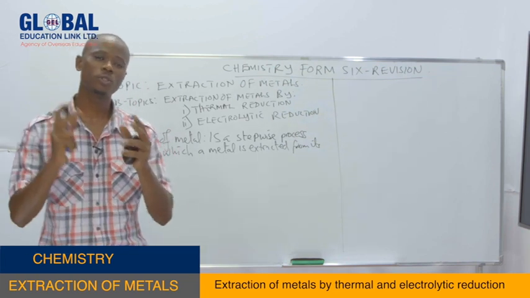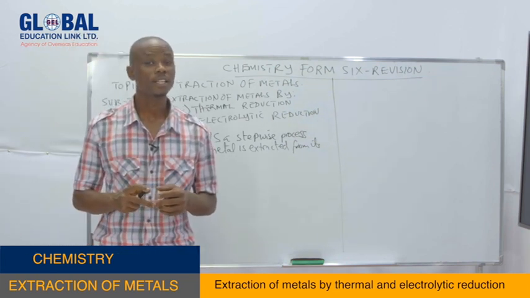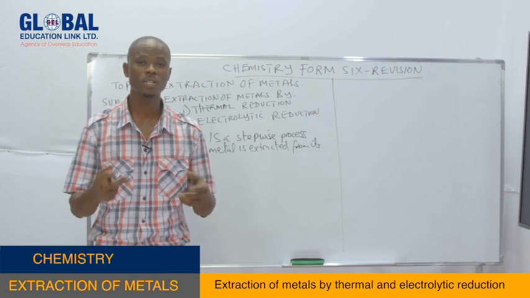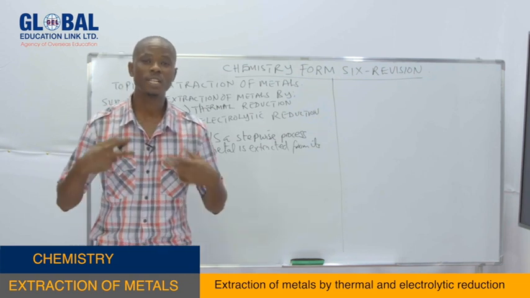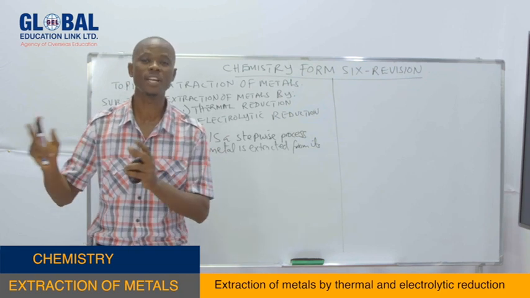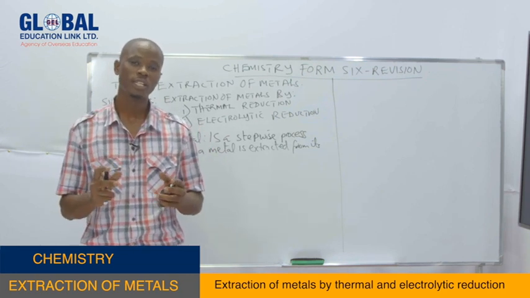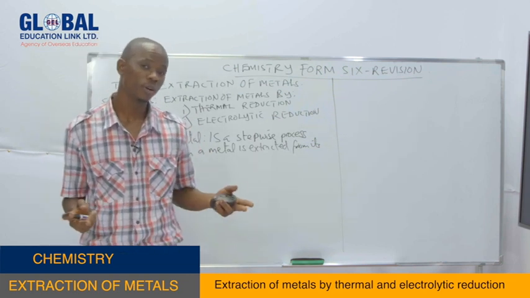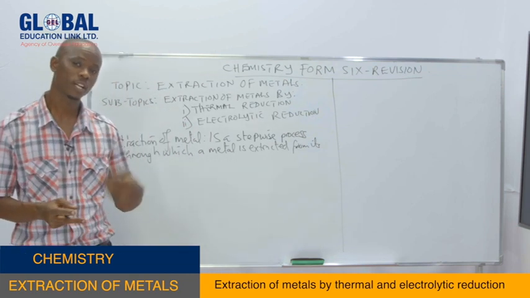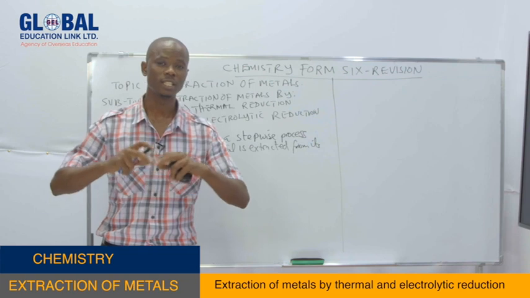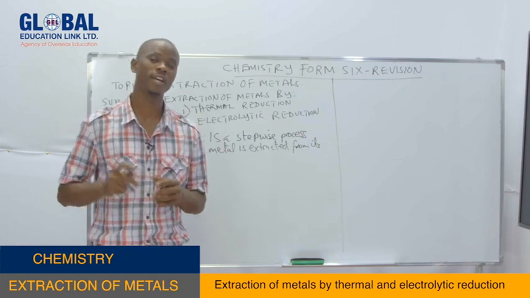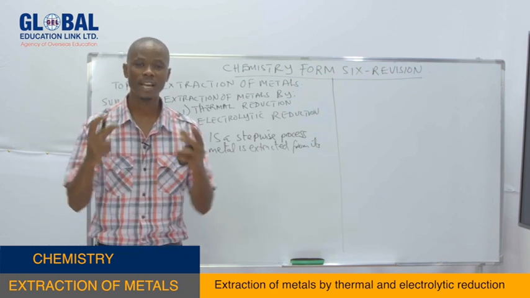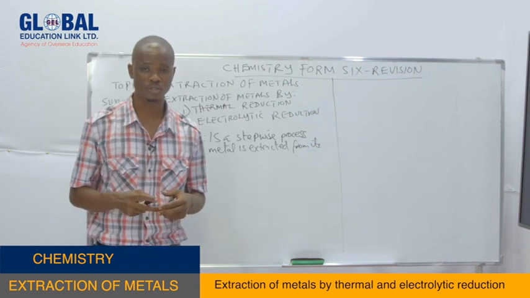Now, when you talk about metals, they occur naturally either in free state. That means sometimes a metal is found in nature free, not combined with other elements. But it can also be found combined with other elements. So there are two forms. The metal can be found in free state, that means not combined with other elements, but also it can be obtained combined with other elements and associated with other impurities.